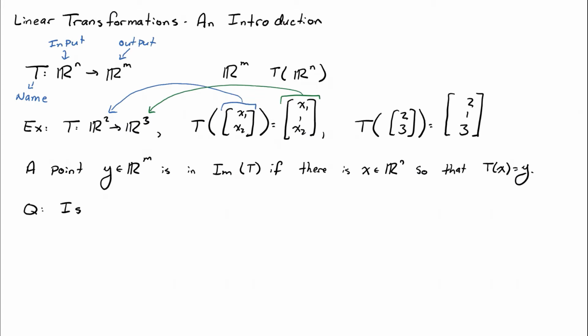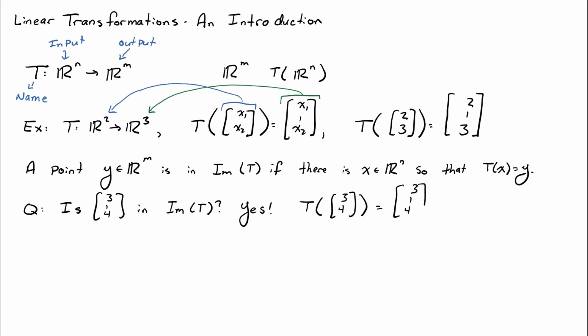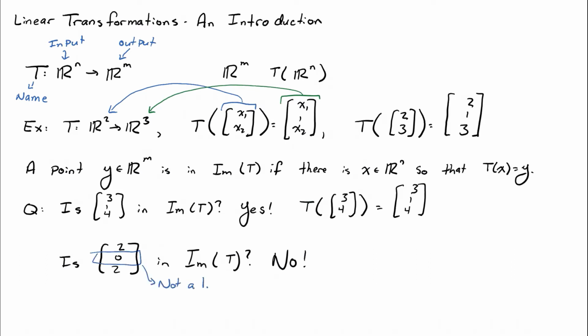Is the vector (3, 1, 4) in the image of T from before? Yes, it is. T(3, 4) = (3, 1, 4). How about the vector (2, 0, 2)? No. Everything in the image of T must have a 1 in the second coordinate. (2, 0, 2) does not.